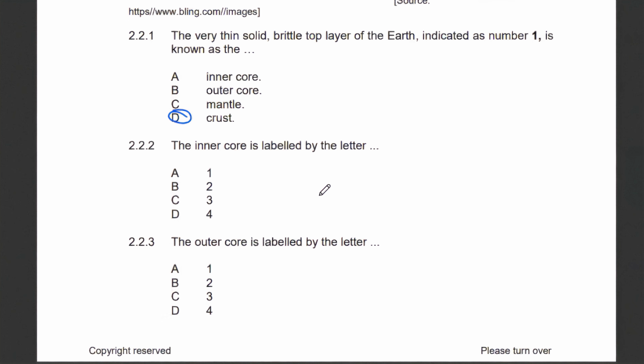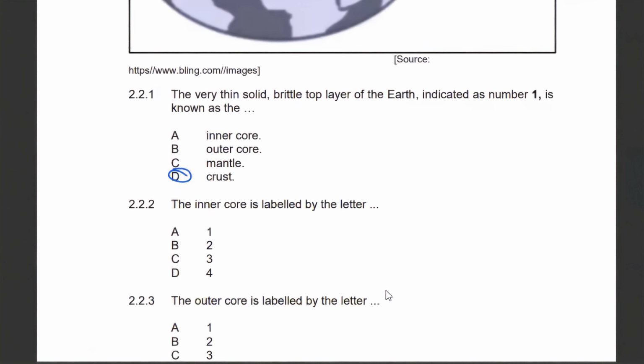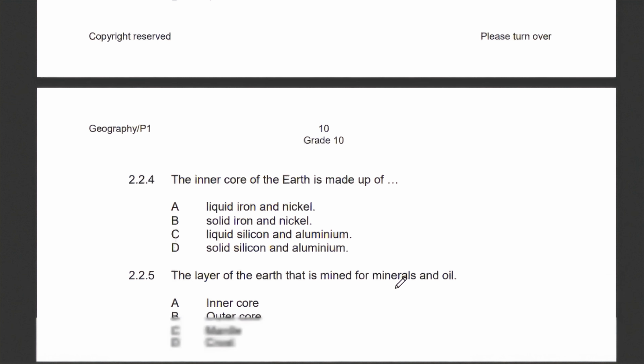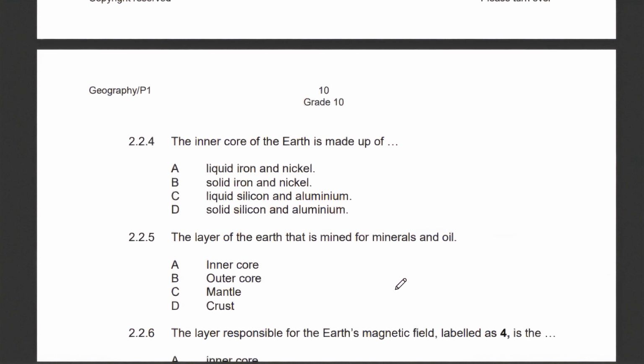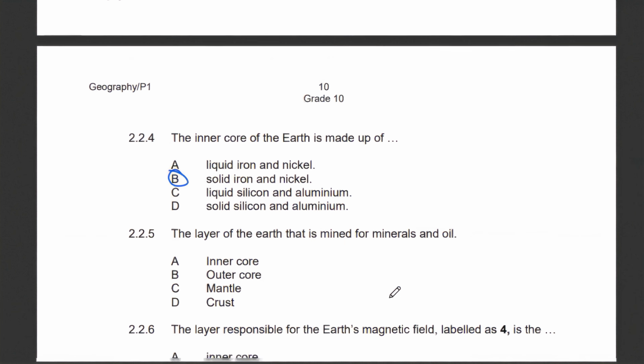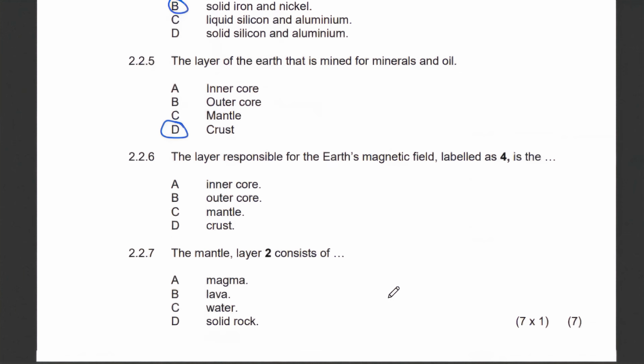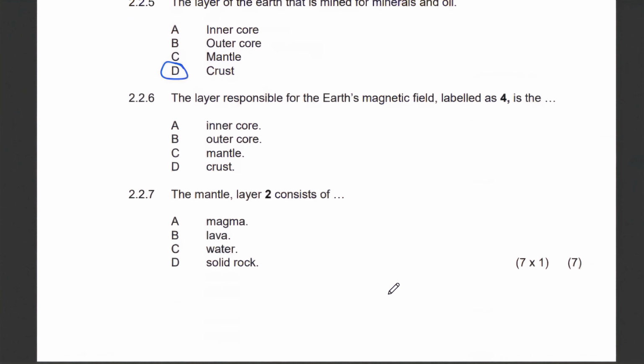2.2.2, the inner core is labeled by the letter. We just come here and see that number 4 is the inner core. The outer core is labeled by number 3. Then the inner core of the earth is made up of solid iron and nickel. Right, then we move on to number 5. The layer of the earth that is mined for minerals. Minerals, we find them in the earth's crust. The layer responsible for the earth's magnetic field is labeled 4, and we said label 4 is the inner core.